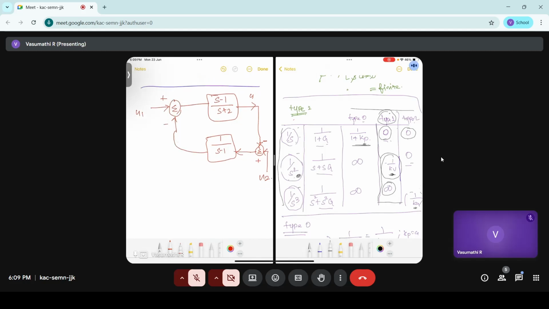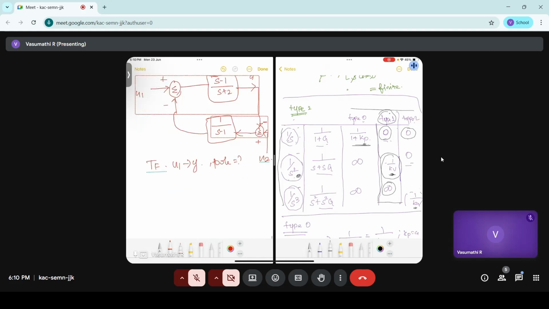The first question is compute the transfer function from u1 to y. The location of the poles they have asked. Okay, first we have to find the transfer function. Then from the transfer function, we should say what all the poles are. Consider this as a SISO system, single input, single output system. The input should be u1 and the output is y. That's how they have asked.